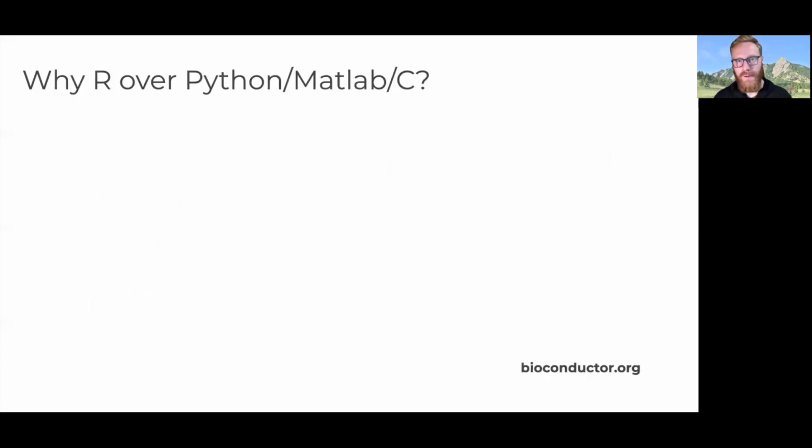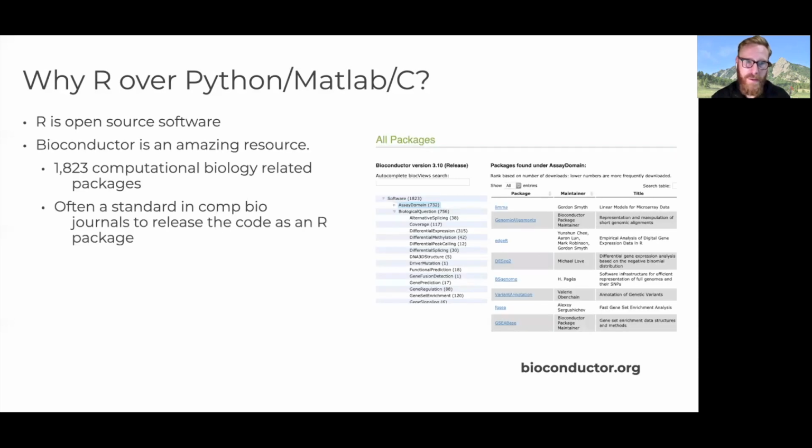Okay, so why are we using R over Python or Matlab or C? One is that R is open source software, which is really a pro over Matlab, for example. And secondly, Bioconductor is a repository of computational biology packages. There are over 1,800 packages, and it's such a standard in the field that often people will publish their computational biology analyses or packages as R packages in Bioconductor.